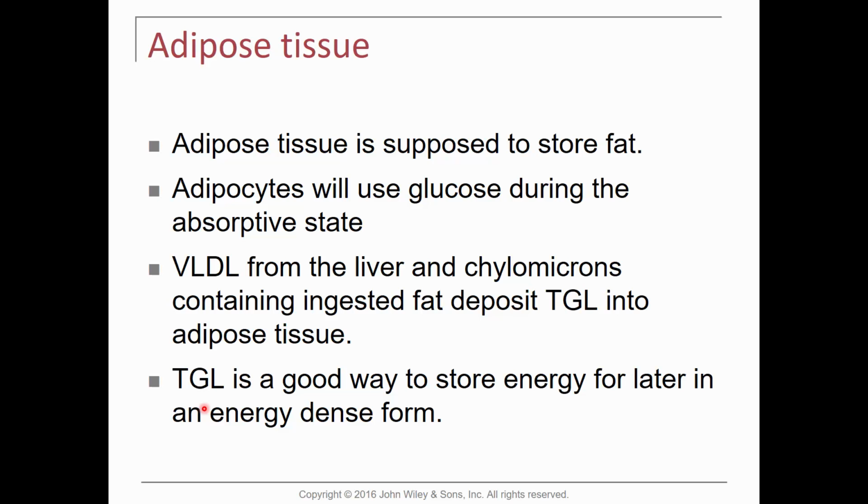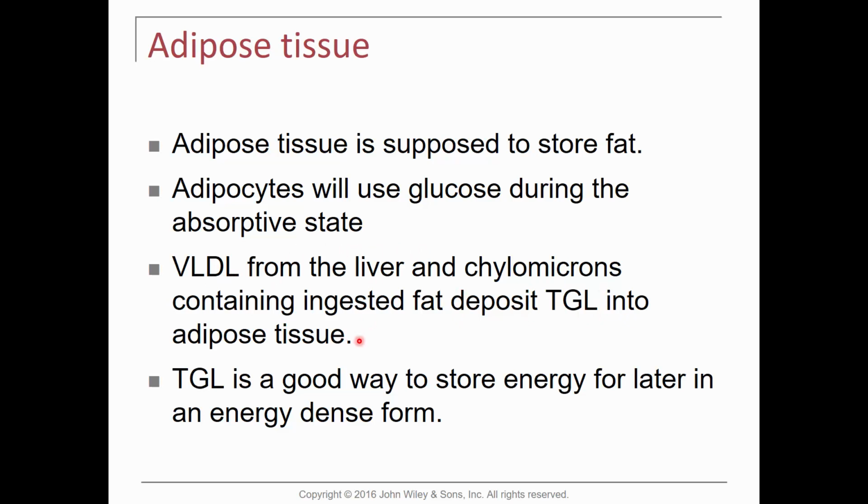All right. Now, during the absorptive state, adipocytes or fat cells will use glucose to make ATP. They will, and they'll take extra glucose and they'll turn it into fat. They will also receive fat from the meal. So there were VLDLs that were made in the liver, and there were chylomicrons that were the ingested fat, and both these sources of fat will then be deposited into the adipose tissue.